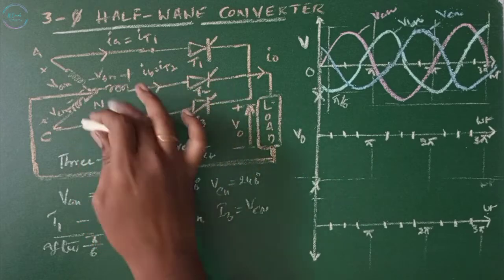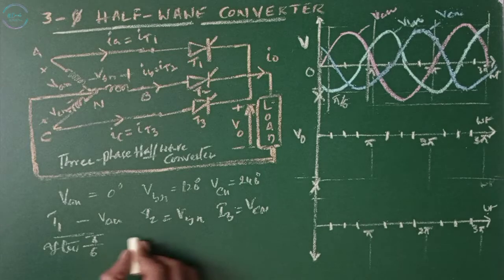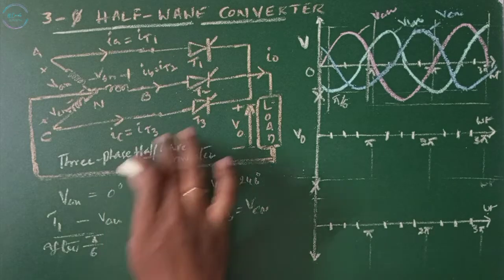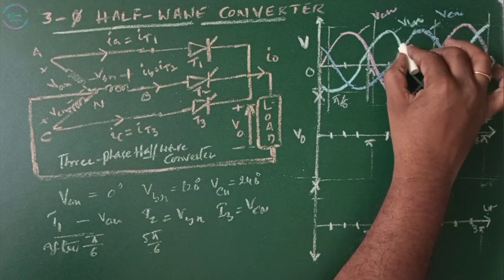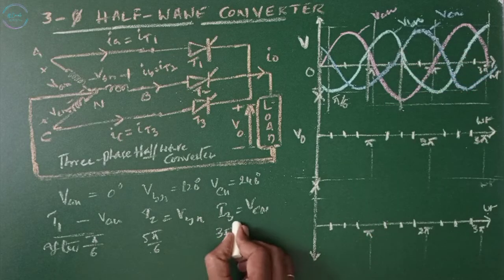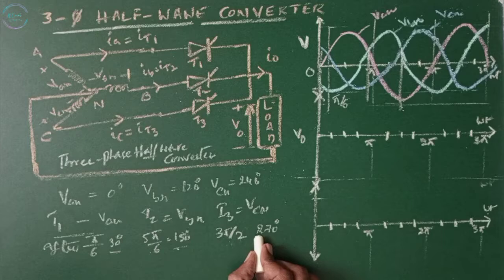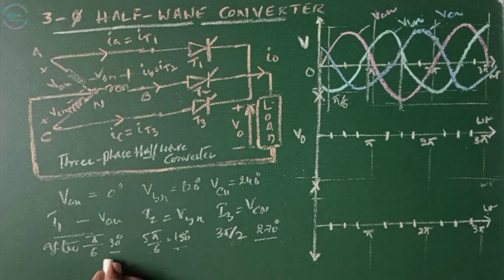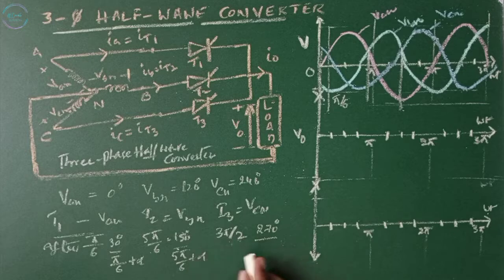And T2 is connected to VBN, so it can be turned on after this value. 30 plus 120, it is 150. So pi by 6. T3 is connected to VCN, so T3 can turn on when VCN is positive at 3 pi by 2. The firing angle is given to T1 after 30 degrees, to T2 after 150 degrees, and to T3 after 270 degrees. Then T1 can be turned on at pi by 6 plus alpha, T2 at 5 pi by 6 plus alpha, and T3 at 3 pi by 2 plus alpha.